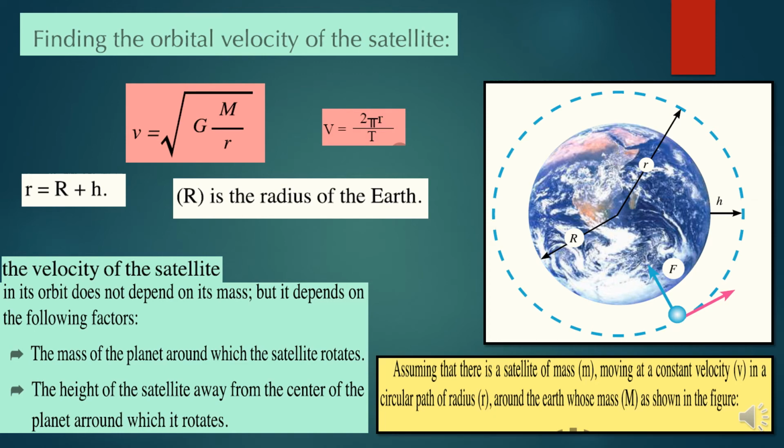T is the periodic time. The velocity of the satellite in the orbit doesn't depend on its mass, but it depends on the following factors. Number one, the mass of the planet, not the mass of the satellite, the mass of the planet. Number two, the height of the satellite away from the center of the planet.